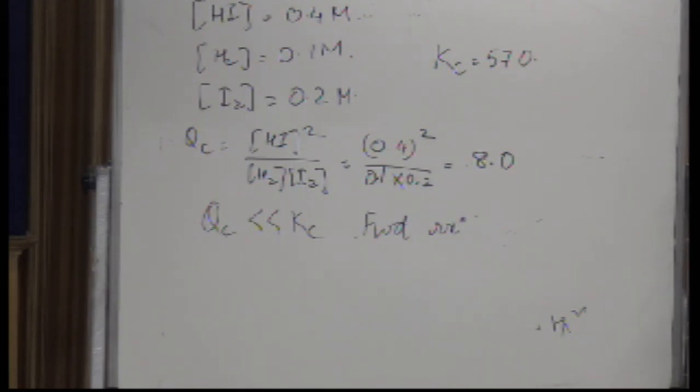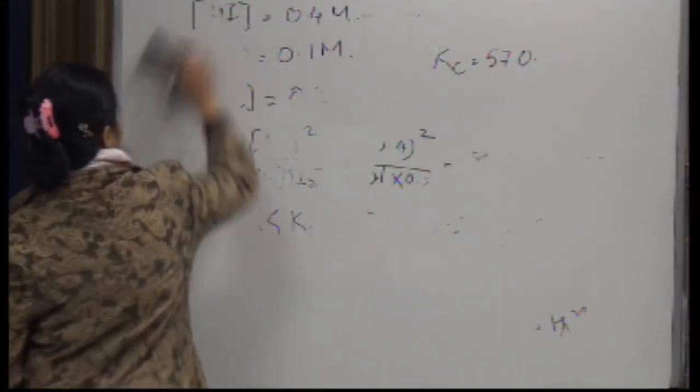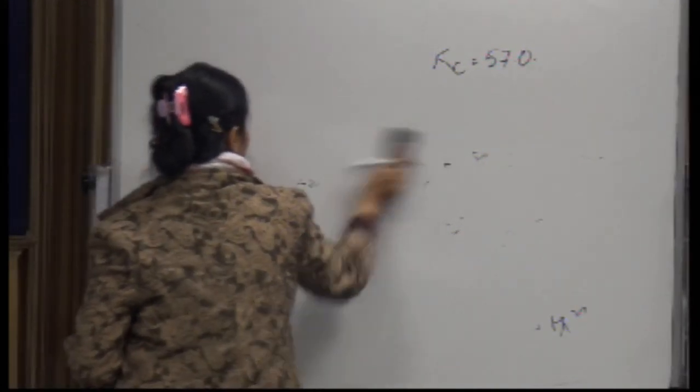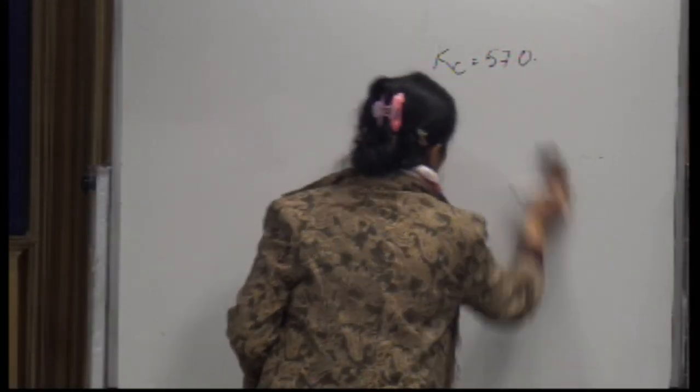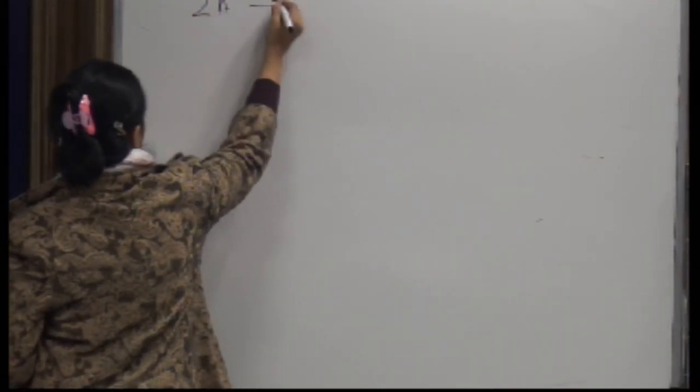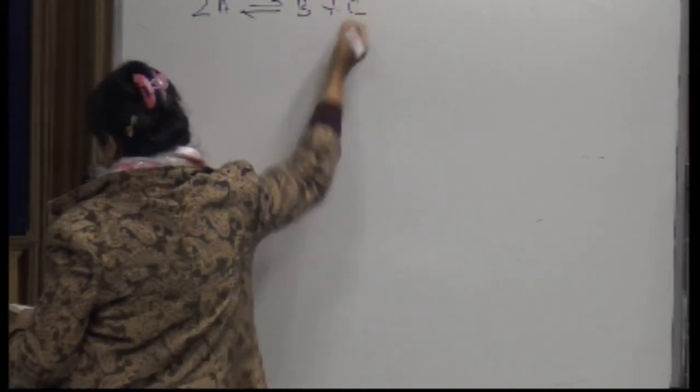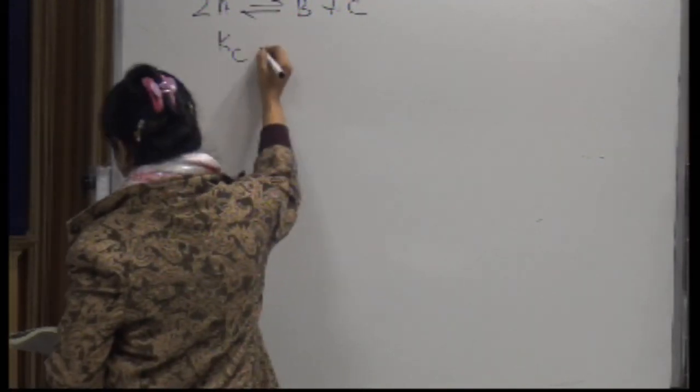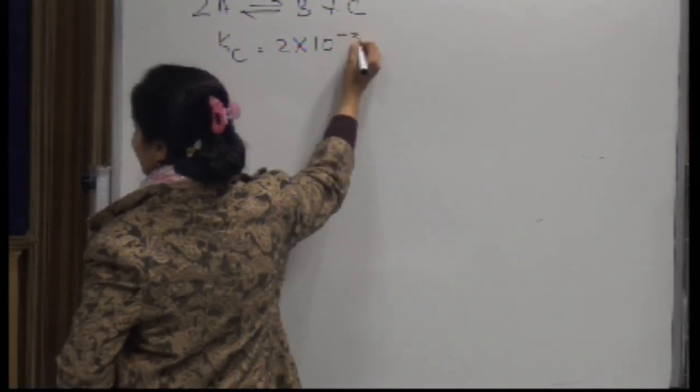Take down another problem. Consider the reaction 2A giving B plus C. The Kc for this reaction is given to be equal to 2 into 10 to the power minus 3.